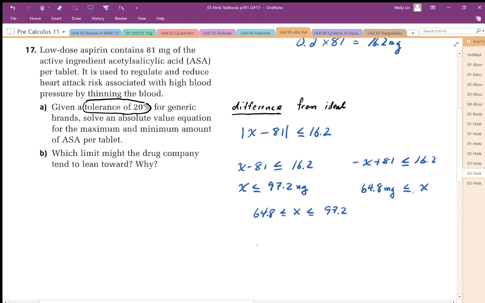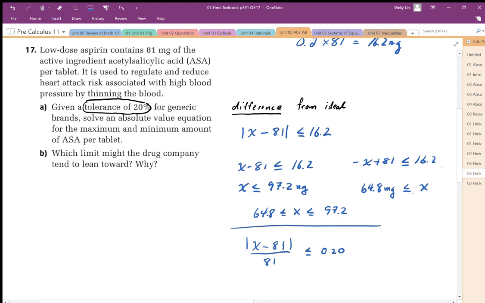Okay, so we could set this up as an equation of the actual milligrams. We could also set this up as a percentage problem. We could just say that the difference divided by 81, the total, has to be less than or equal to the 20%, and then we end up with the exact same equation after we do our first step here.